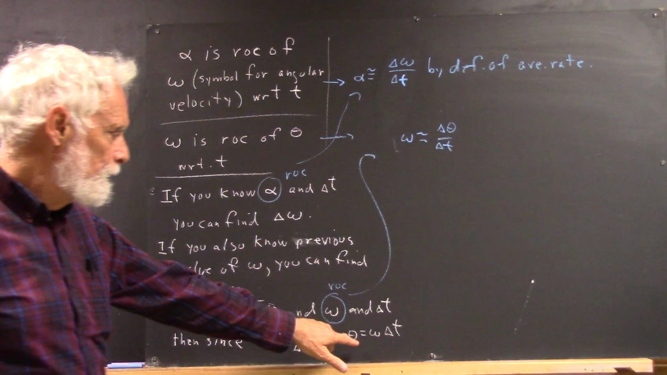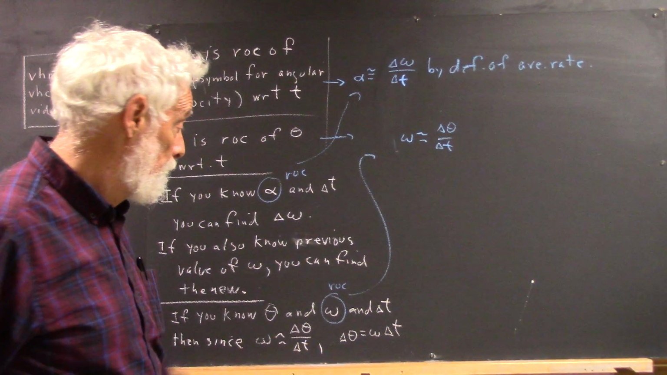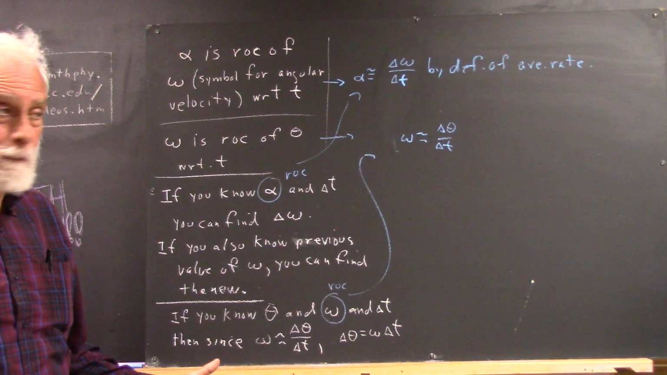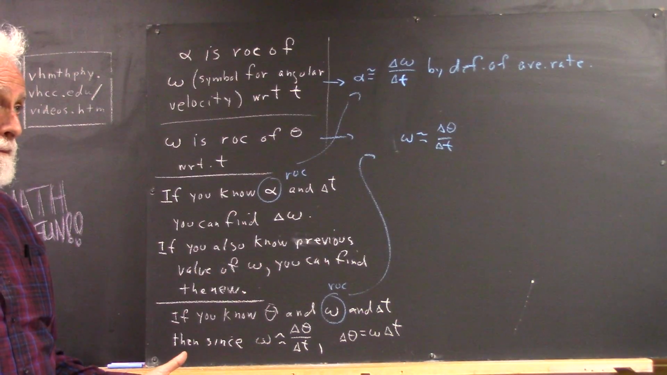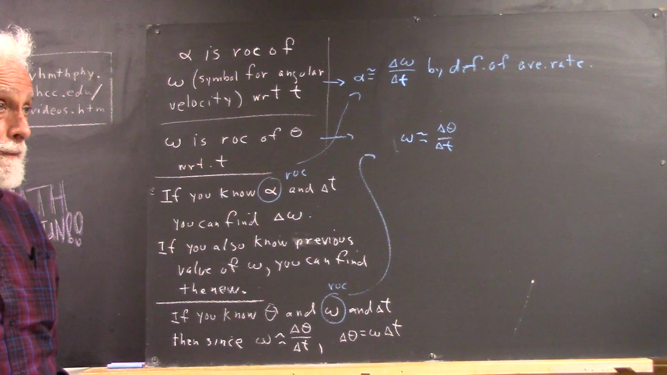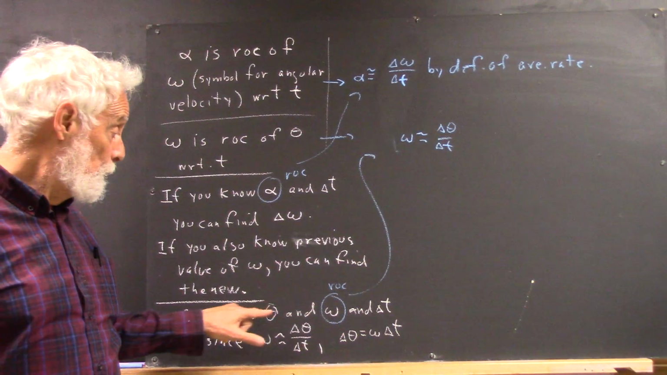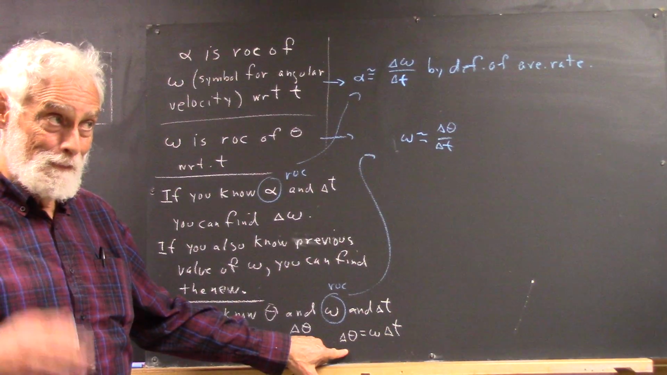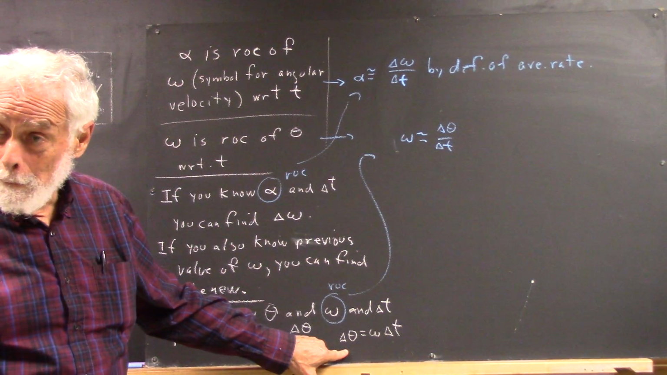So, if you know this, you can find this. You can find the change in theta, right? Okay? If you can find the change in theta, then from this, this, and this, what else can you find? Well, if you know theta and delta theta, what can you find? Delta theta is the change in theta. What do you do with theta and the change in theta? You subtract them... You add them. Sorry. Yeah, that's a good answer. You add them and you get the new value of theta, right?